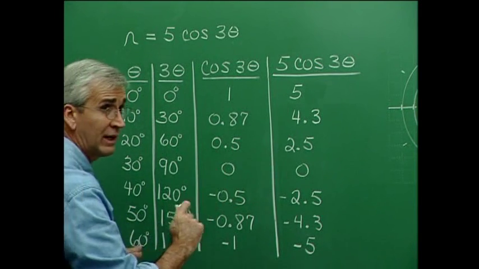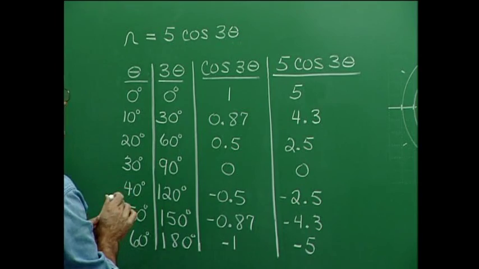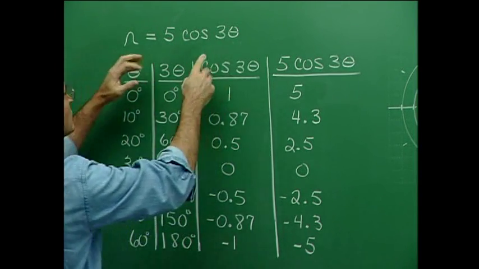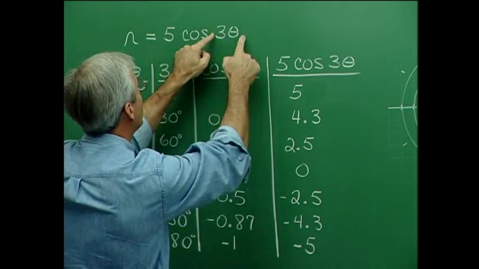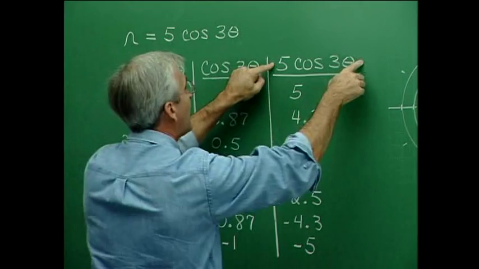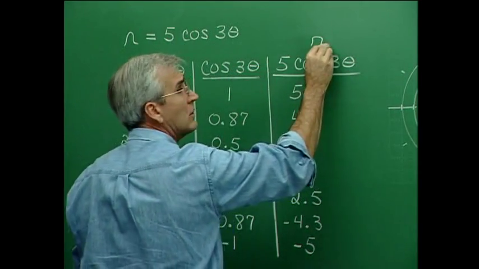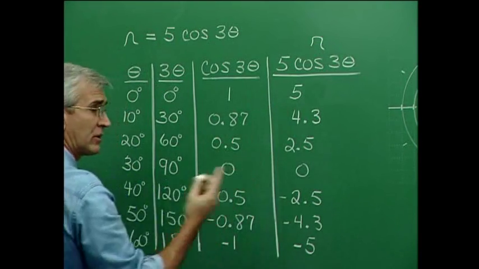I'm going to show you another chart in a minute that streamlines things a little bit, but we want to notice a pattern developing here. It's the idea of building on this little expression. So it's theta, then 3 theta, then cosine 3 theta, 5 cosine 3 theta. And once we get to 5 cosine 3 theta, this is r. So now we have our ordered pair for graphing, our angle and our distance.